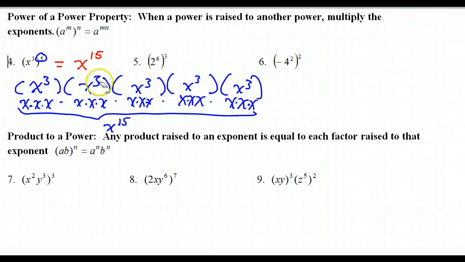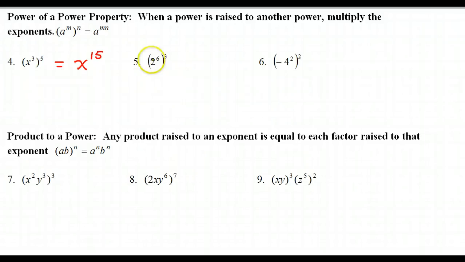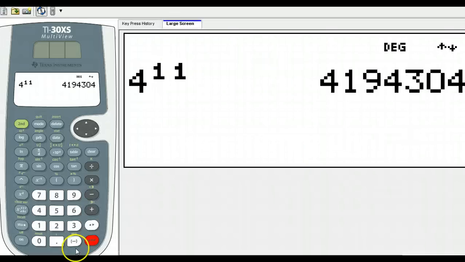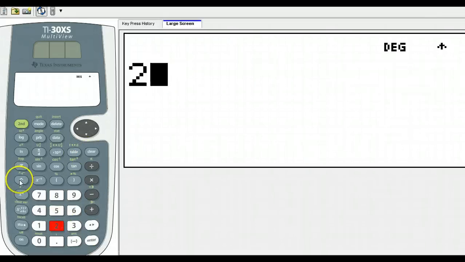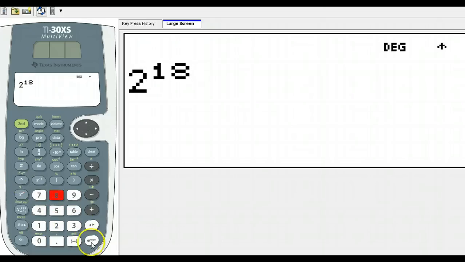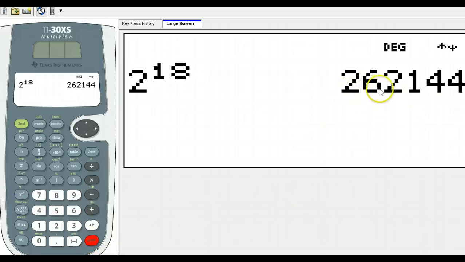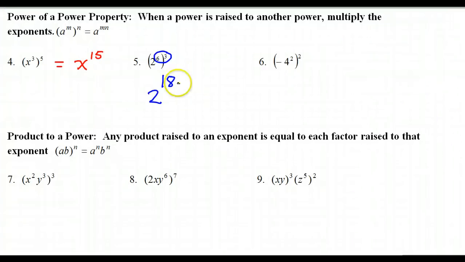Okay? Let me erase this. Okay. Power to a power, I multiply. So this is just going to be 2 to the 18th power. And I would just leave it like that. Obviously, you could put it in your calculator, 2 caret 18. And, you know, if your teacher wants a big, giant number, that's what it would be. But for me, leave it like that.